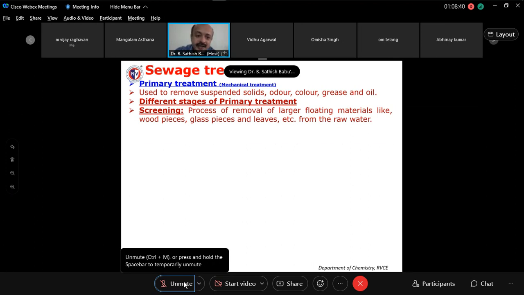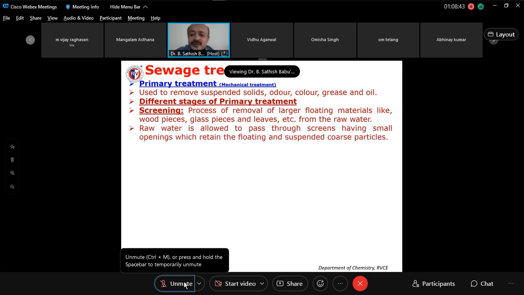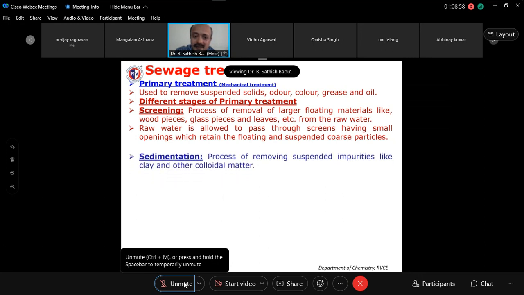Then raw water is allowed to pass through screens having small openings which retain the floating and suspended coarse material. So it is again one more filtration process, right? Then it is subjected to sedimentation. There are some other suspended impurities like clays and colloidal particles. They cannot be separated by passing through the screen. They will pass through the screen, right? So they will be subjected to sedimentation. Sedimentation depends on how we are going to do it. You know what sedimentation is?